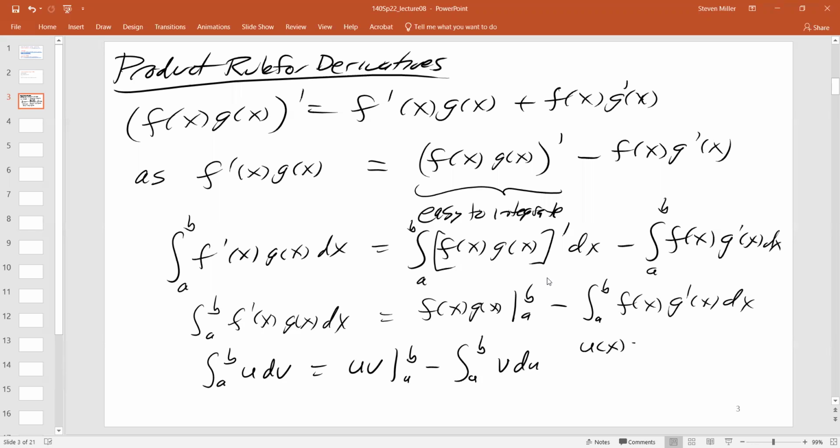So u of x is f of x, v of x is g of x, and dv is g prime of x dx. So let's think about what is going on.